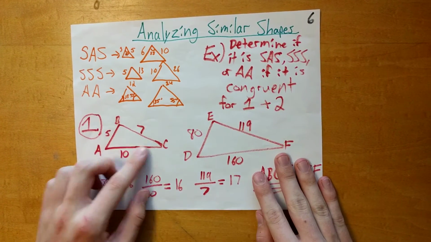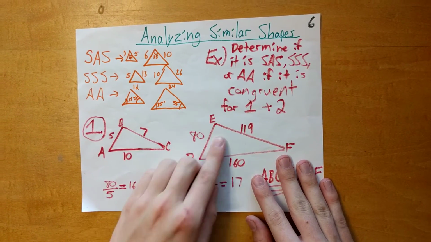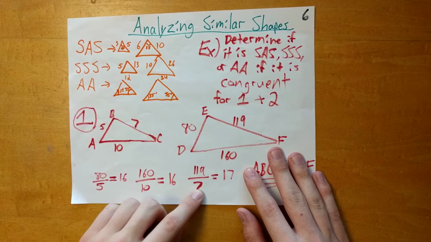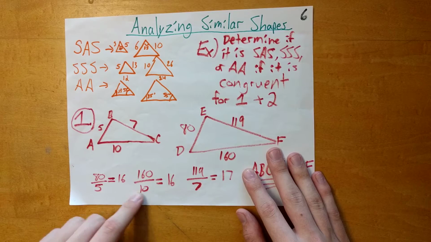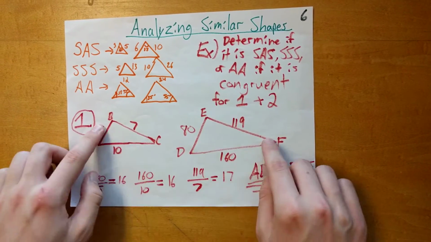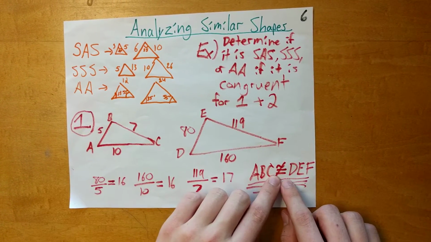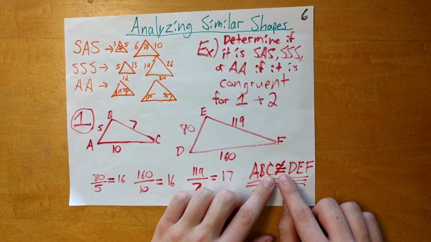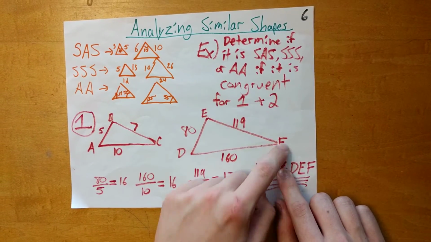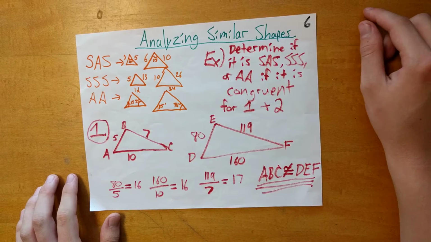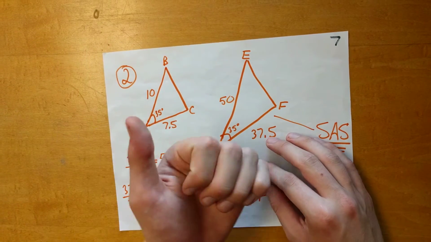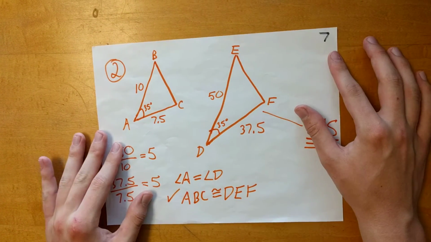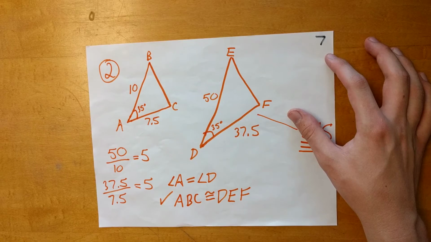So 80 divided by 5 equals 16, 119 divided by 7 equals 17, and 160 divided by 10 equals 16. So we know that these two are not similar. This isn't supposed to be congruent, it's supposed to be similar. So these two are not similar because their sides are not proportional. And for that example, it was side-side-side, because it gave you all 3 side measurements.